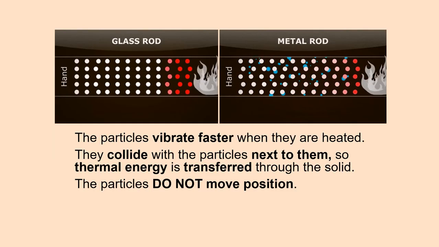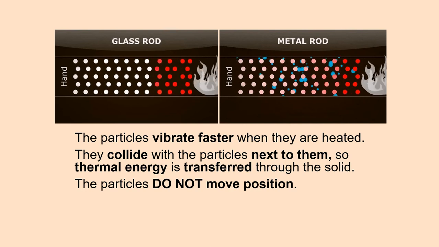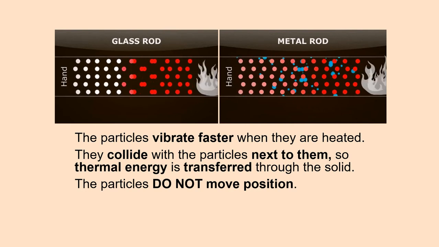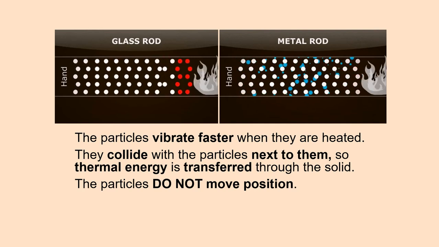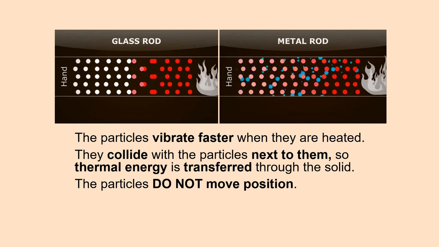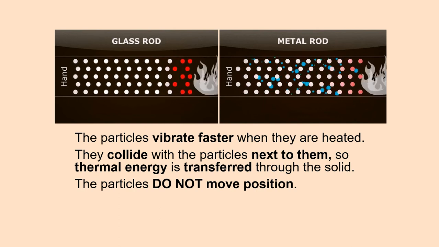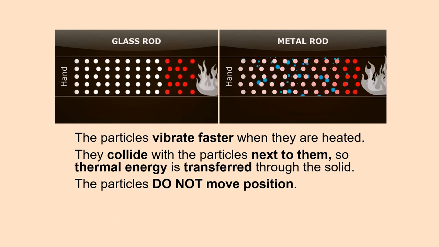Okay, so looking at the glass rod and the metal rod, you can see that the particles move and vibrate faster when they are heated, and they collide with the particles next to them, meaning that thermal energy is transferred through the solid. However, each individual particle does not move position, they just move from side to side.